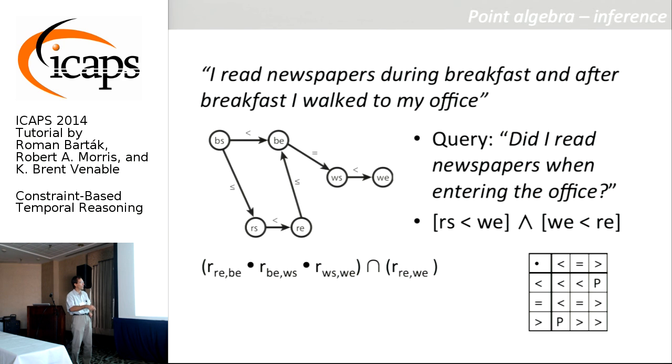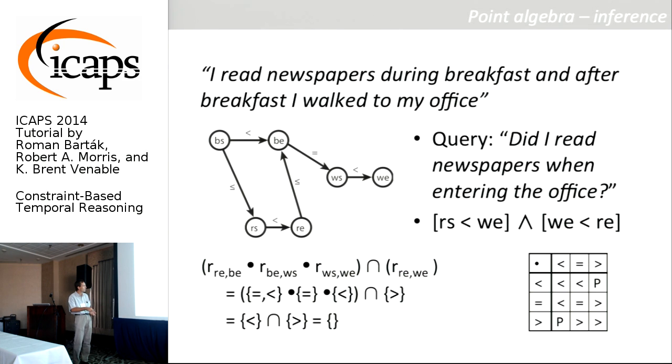So this is this relation. Okay, so if I do it, I need to do these operations, and this will be the result. So I can deduce that the point RE is before WE, but at the same time, it should be after, right? So the intersection is empty, so I know this is inconsistent. So the answer to this query is no. It's not possible. There is no way that I read newspapers when I entered the office, right?